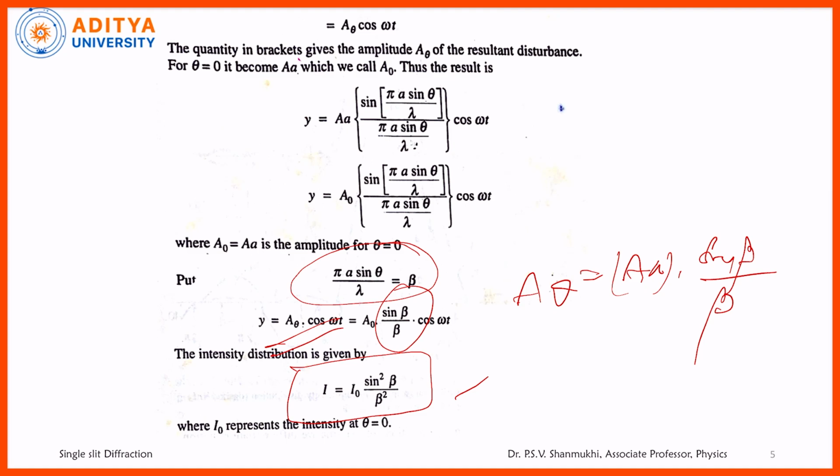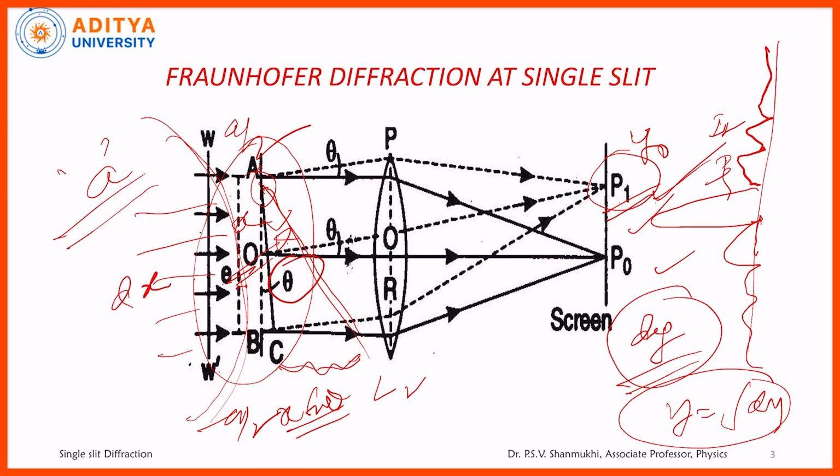Then what is the intensity formula? Intensity is proportional to the amplitude squared. So the amplitude squared, A into a whole squared, is taken as I naught, into sin square beta by beta square. Therefore, I is equal to I naught sin square beta by beta square. This is the resultant intensity formula. What is beta in this? Pi a sin theta by lambda. This is the final resultant equation we got.